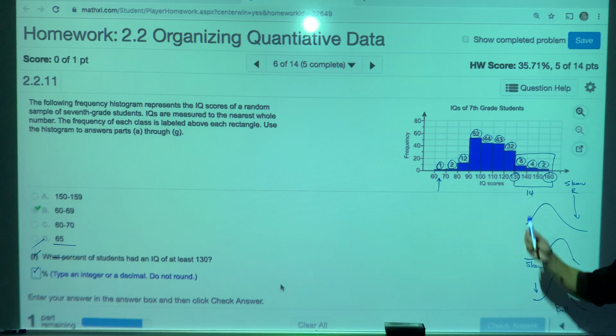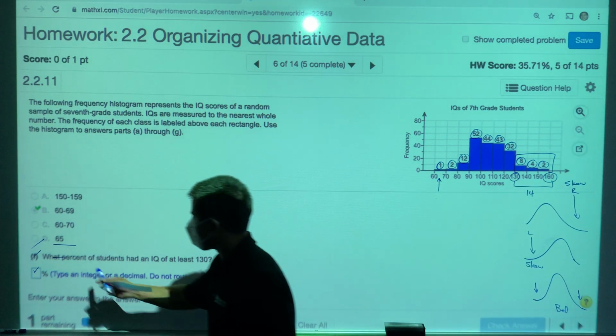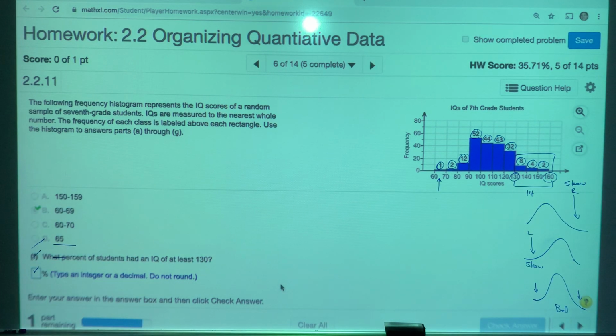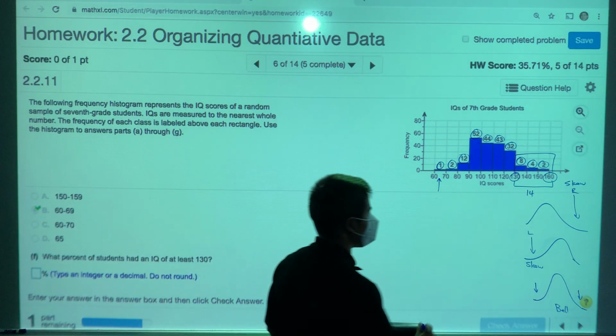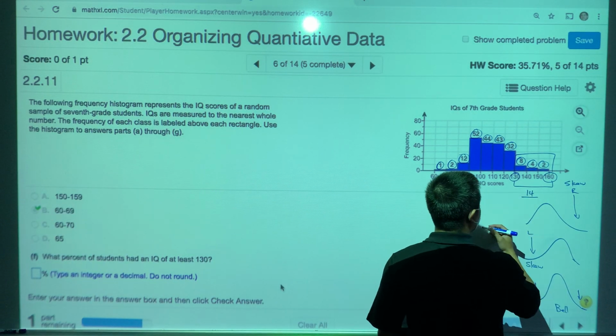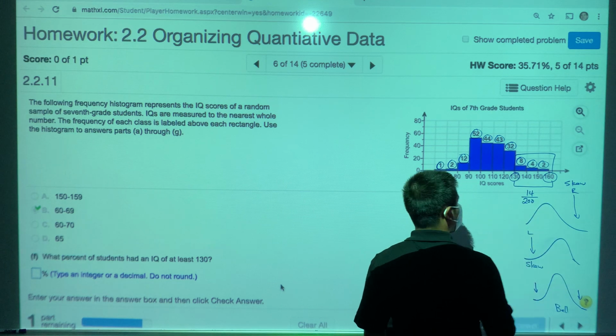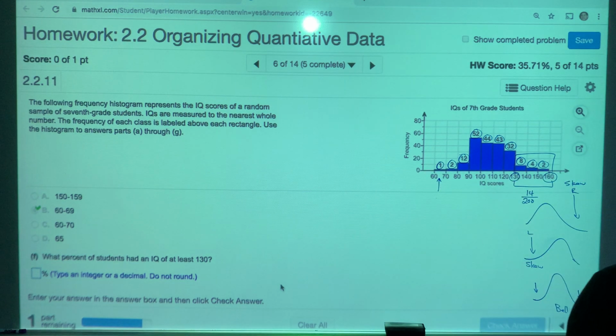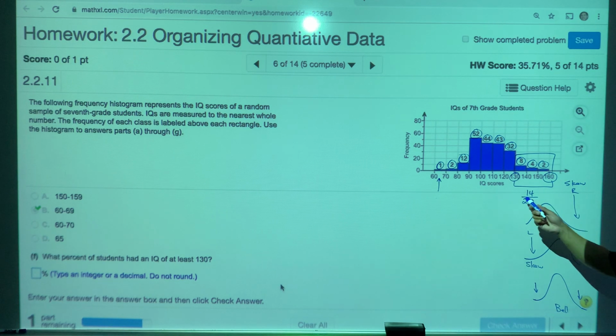Is 14 the answer though? No, it's not. You want to know the percent. If you want to know the percent, then you need to do what with the 14? Divide it by the total number of people in your study, in your sample. I don't have that, so I'm gonna guess that's 7% because half of 200 is 100, half of 14 is 7. I'm gonna guess that's 7%.